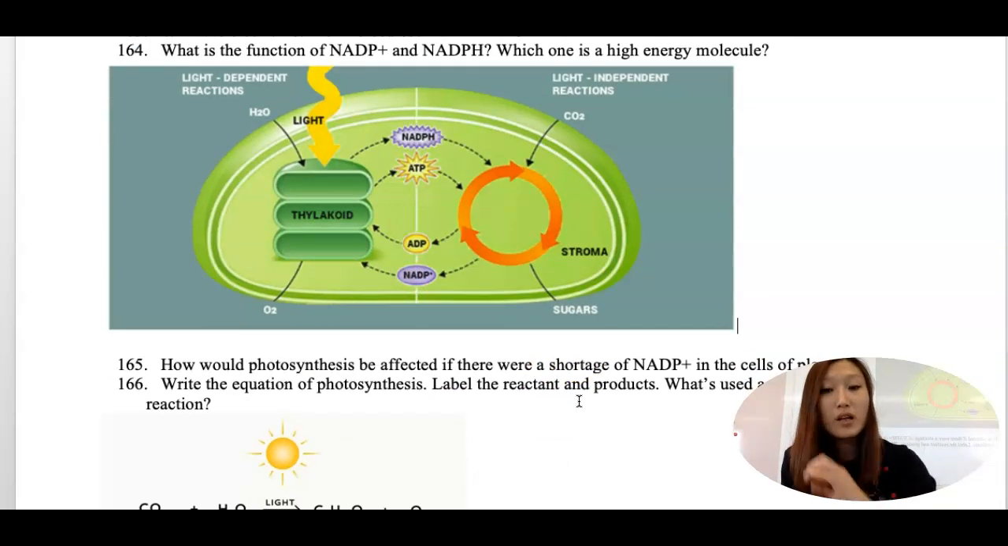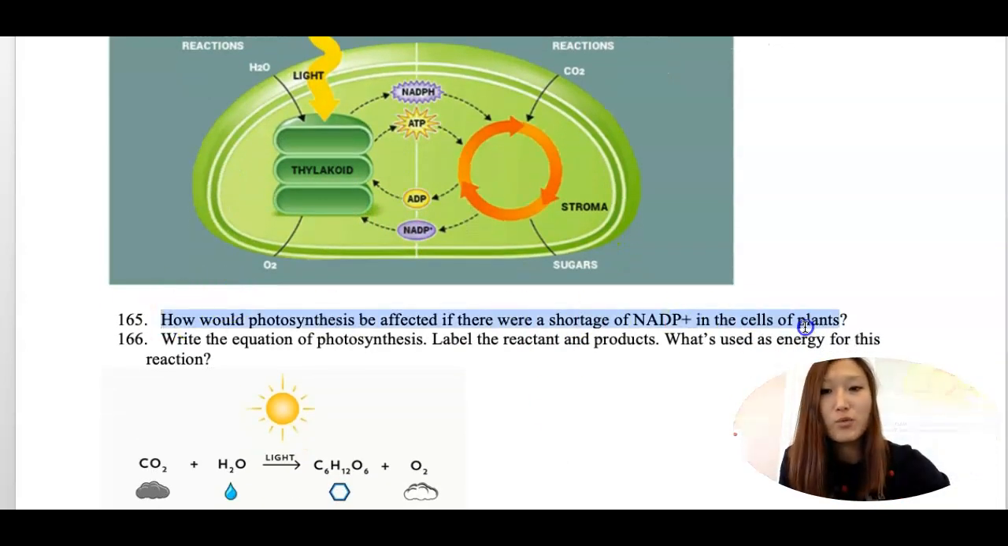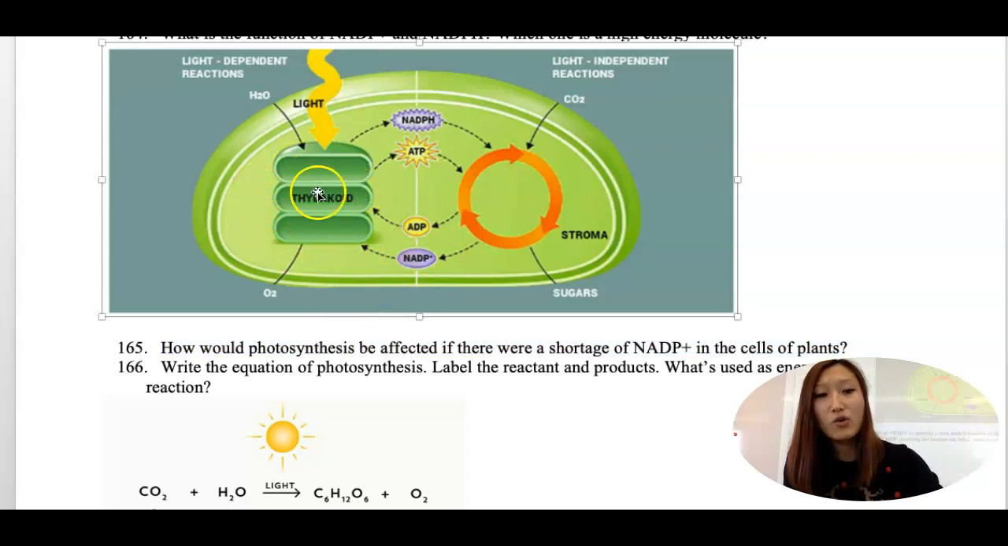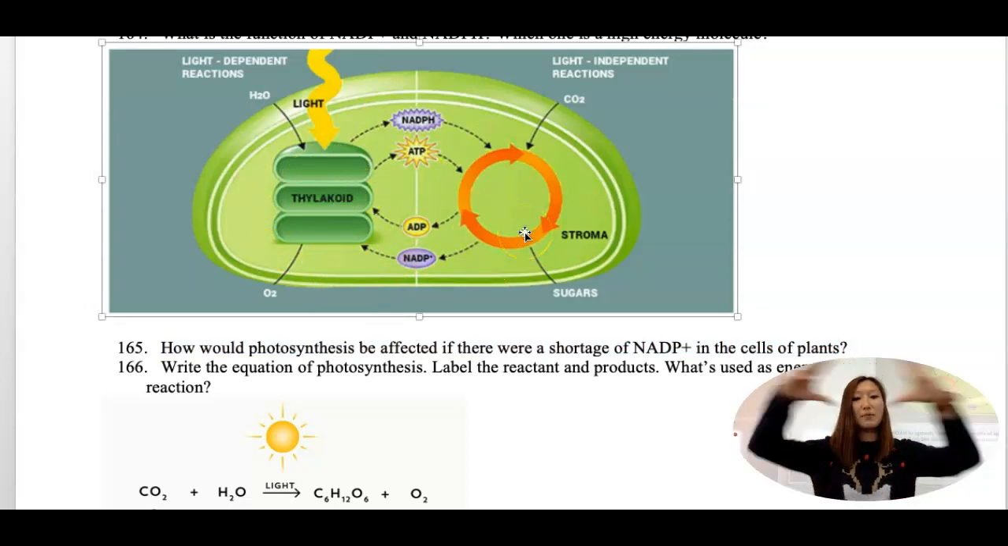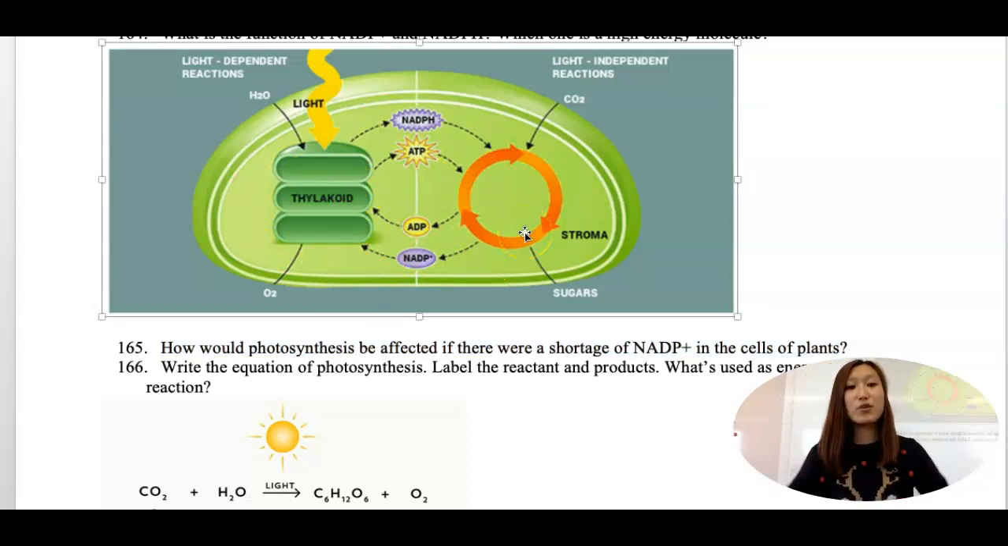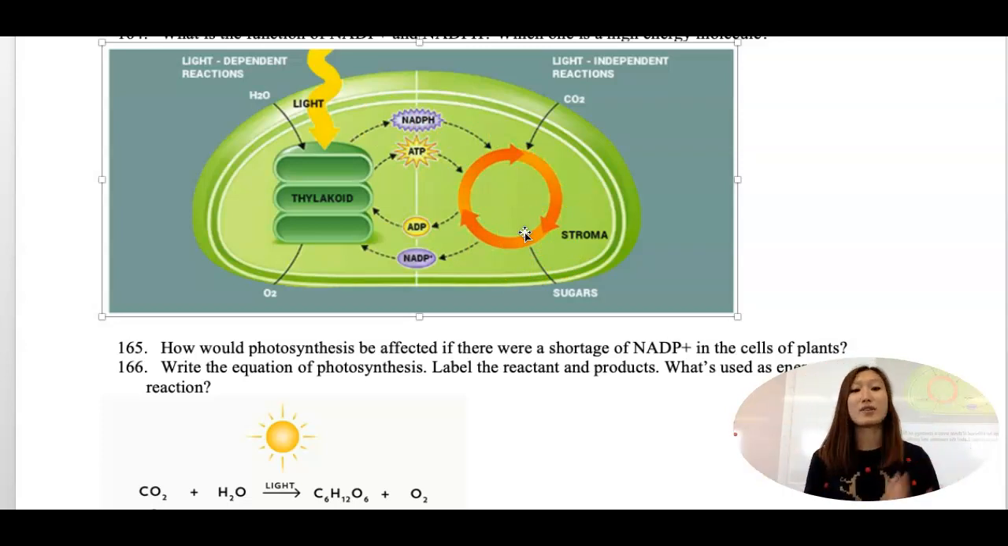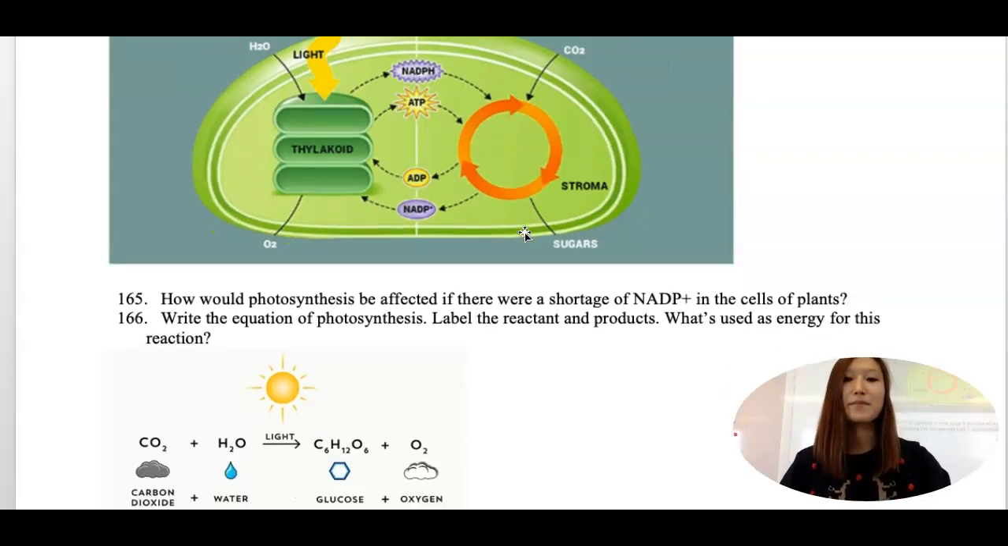So moving on, how would photosynthesis be affected if there was a shortage of NADP plus in the cells of plants? If you think about it, NADP plus gets used over here to pick up the high energy electrons so that the energy can be used to put carbon dioxide together and make sugar. So if you have a shortage of NADP plus, you can't make NADPH, you can't put CO2 together, so you can't make enough sugar. And the plant is going to die.